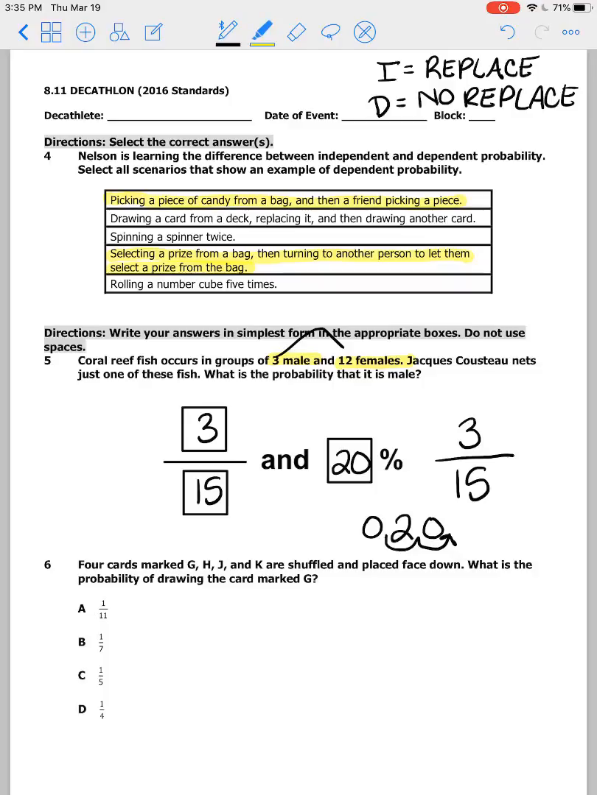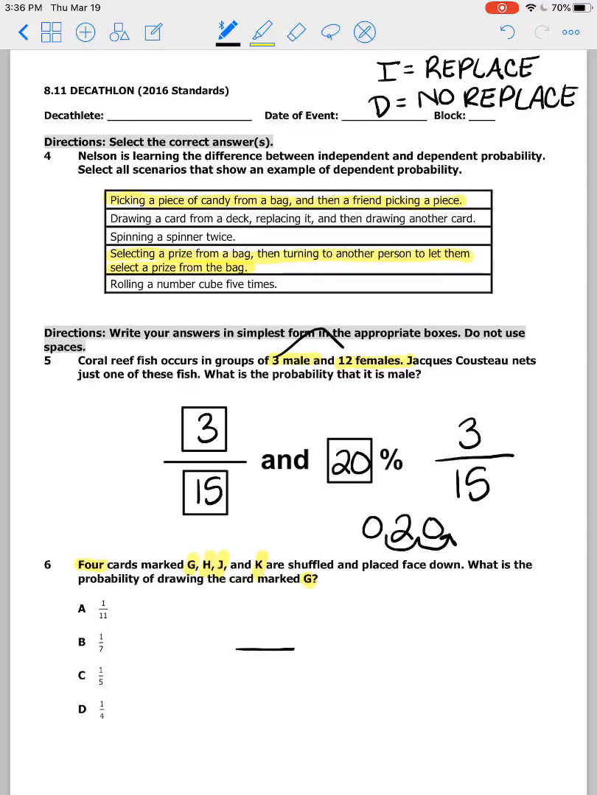Number 6, 4 cards marked G, H, J, and K are shuffled and placed face down. What is the probability of drawing the card marked G? The reason they make a point to say it's face down is so that you know it's random. Obviously, if we could see the cards, it would be 100% probability. But here it's random. So our desired outcome is G.